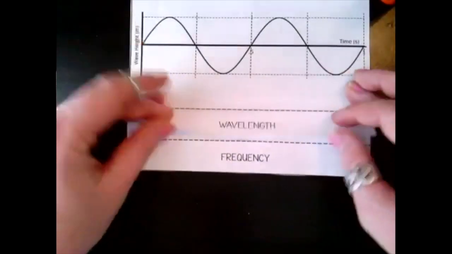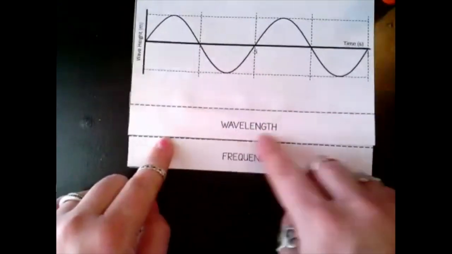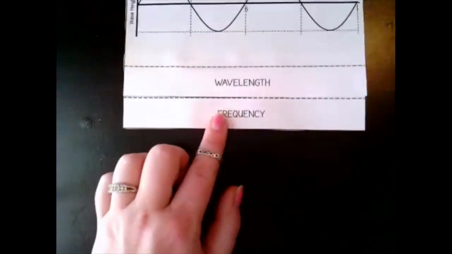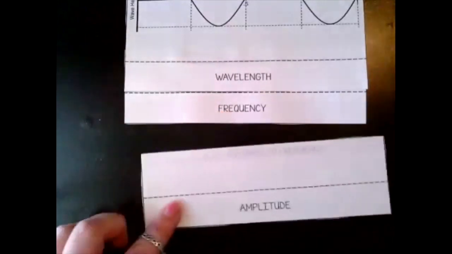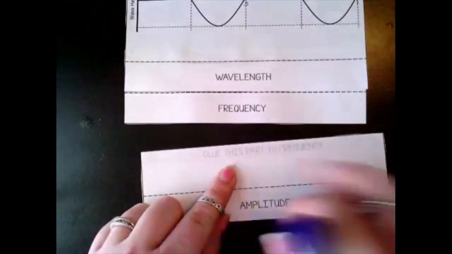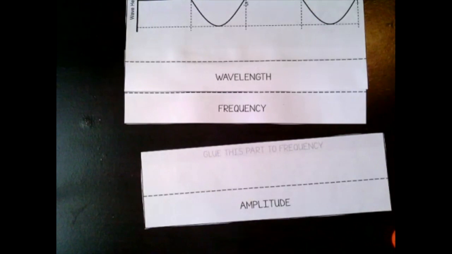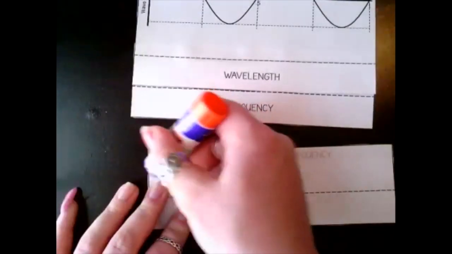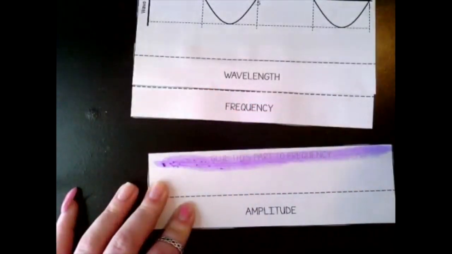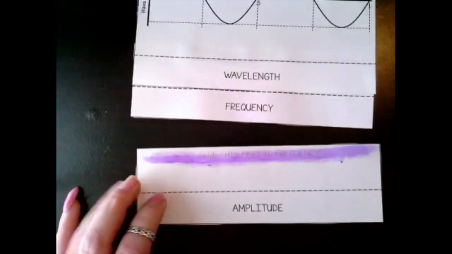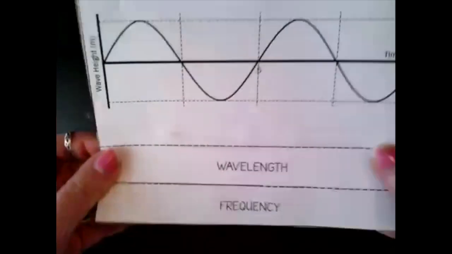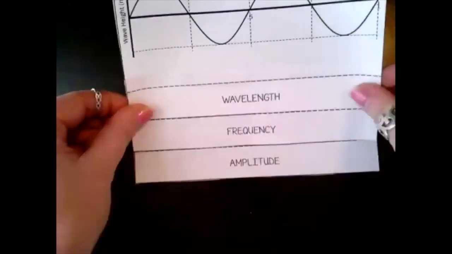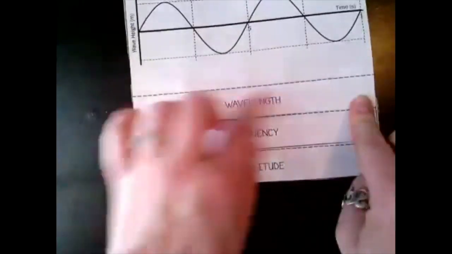Did you guys see how I lined this up? You have to line the bottom part up with the dotted line. So wavelength and frequency. Okay, so now, right here. Yeah, you can cut that. So we're gonna glue this part to frequency carefully. Whoa, don't do what I did. I got glue everywhere. Apply glue to frequency. We're gonna line up frequency with those dotted lines and press down.